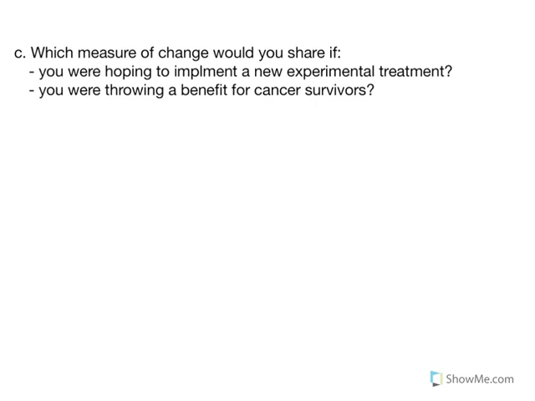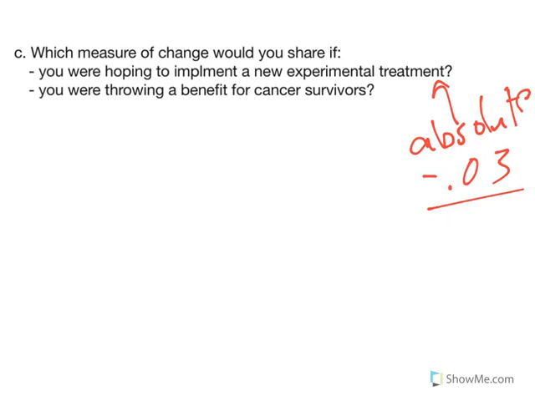And part C of that: which measure of change would you share if...? Because remember, in class all the time we talk about absolute and relative change. Which one of these values you share depends on who you are and who you're talking to. So if you're hoping to implement a new experimental treatment, you want to show that we are not making strides, things are not going well, we need to try something new and crazy. This is where you would use absolute, because the answer was negative 0.03.